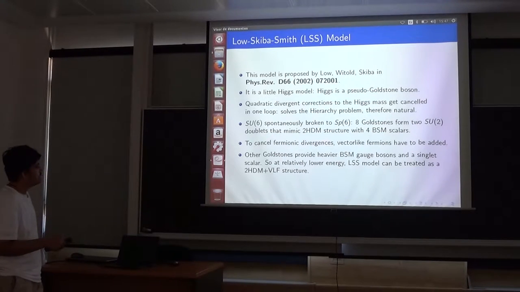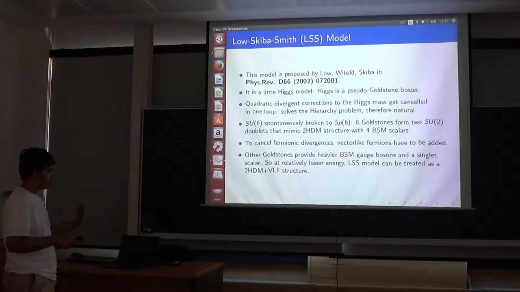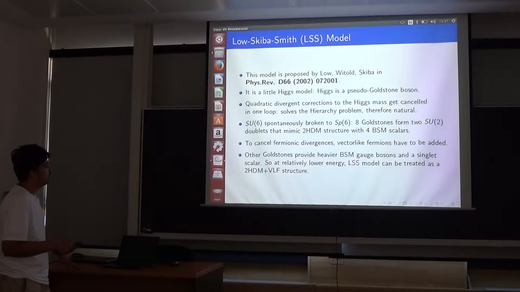And to cancel the fermionic divergences, vector-like fermions have to be added in this structure. So the 2HDM kind of structure is obtained, then vector-like fermions are added, and the other Goldstones provide heavier BSM gauge bosons, new gauge bosons, and a singlet scalar. When vector-like fermions are added, the singlet scalar's loop corrections are non-divergent, so those are not lighter ones. Also electroweak precision constraints make these BSM gauge bosons very heavy, and singlet ones are usually heavy. So at relatively lower energy, around 1 TeV, the model can be treated as a 2HDM plus vector-like structure.